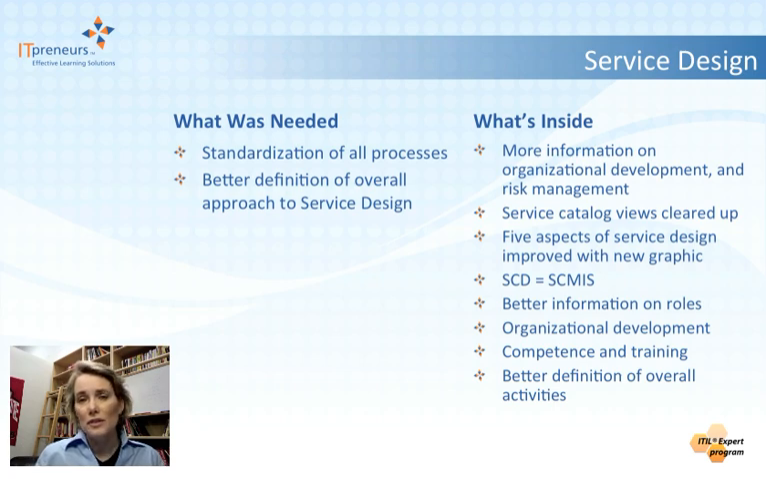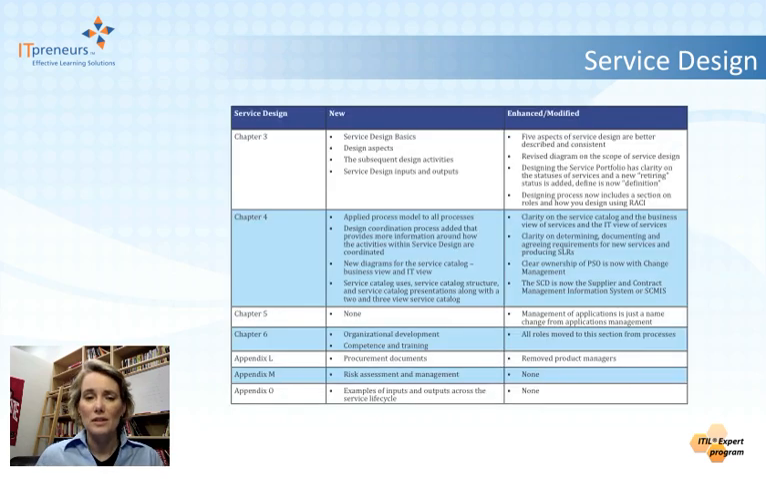We see that the service contract database has now been renamed as the Service Contract Management Information System. There is better information on roles and responsibilities, and some new material on training, as well as the overall definition of those activities within service design. Here we see again broken down what's new in each of the chapters and what has been enhanced or modified. I think for many organizations who are struggling with trying to figure out how to do a service catalog, the information that's in the books will be very helpful there.